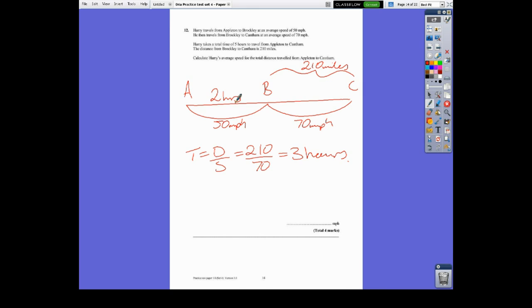Now we know the time to get from Appleton to Brockley. If he did it at 50 miles per hour, 2 lots of 50 means that must be 100 miles from Appleton to Brockley. The total distance is 310 miles. He did that in 5 hours. So to work out the average speed, we do 310 divided by 5, which would be 62 miles per hour.